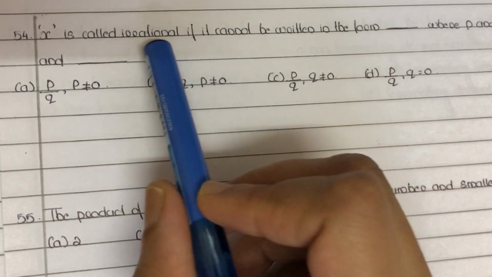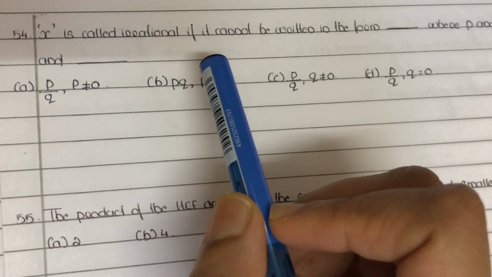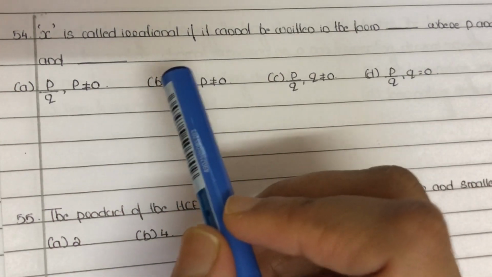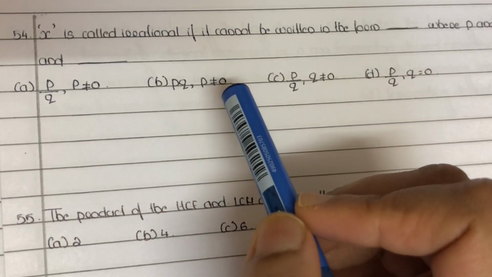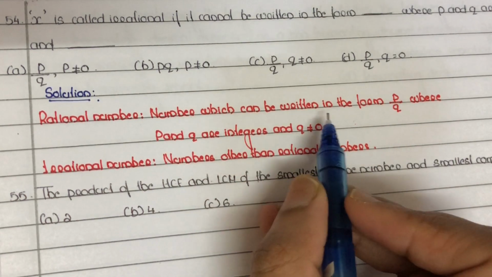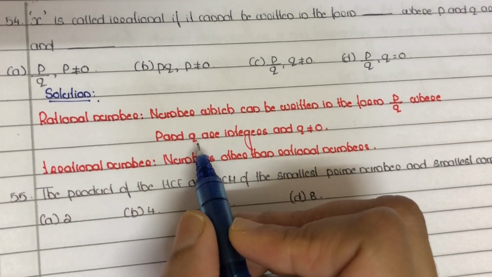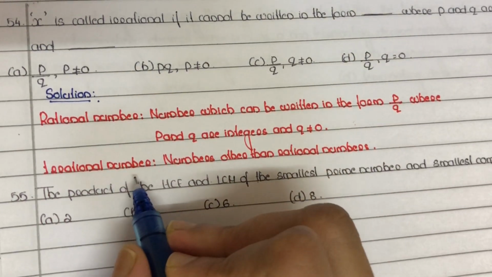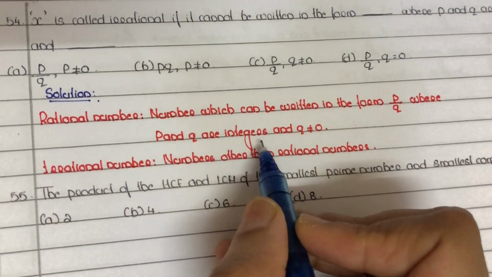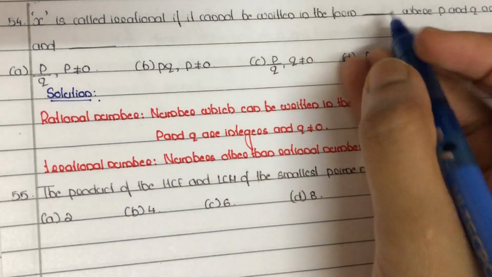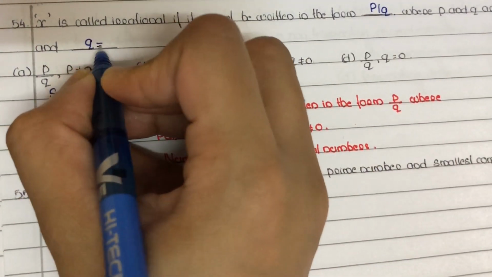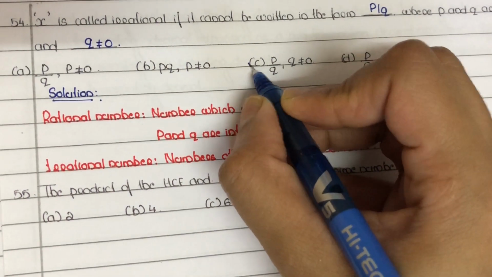Now we know the definition of a rational number: a number which can be written in the form p by q where the denominator is not equal to 0. So what is an irrational number? A number which cannot be written in the form p by q where q is not equal to 0. By definition, rational numbers are numbers which can be written in the form p by q where p and q are integers and q not equal to 0. And irrational numbers are numbers other than rational numbers, which cannot be written in the form p by q where p and q are integers and q not equal to 0. So option is C.